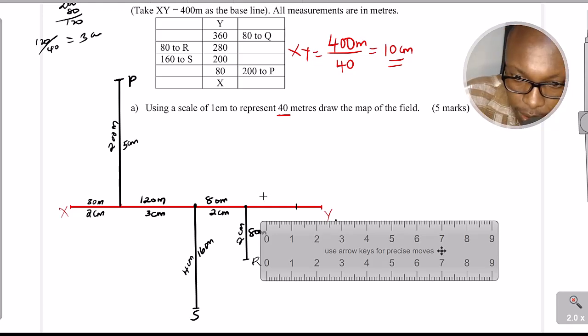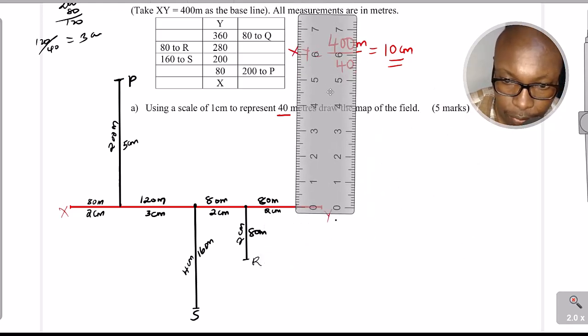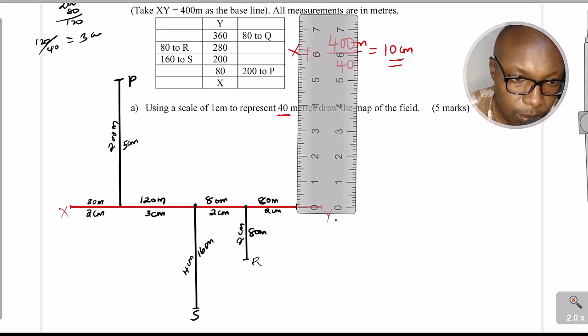So this is 80 meters, which is equivalent to 2 centimeters. So now we are at 360. And then at that point at 360, we move 80 meters to Q. 80 meters is equivalent to 2 centimeters. So on top of that, from here, 2 centimeters is up to that point.